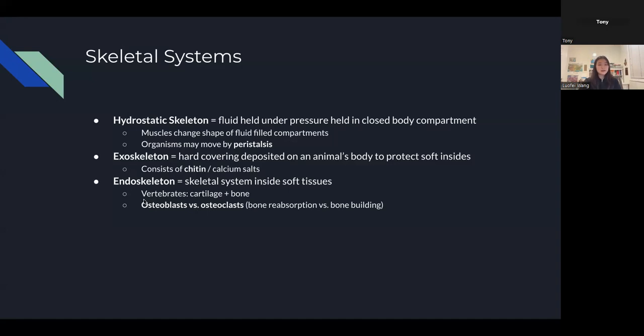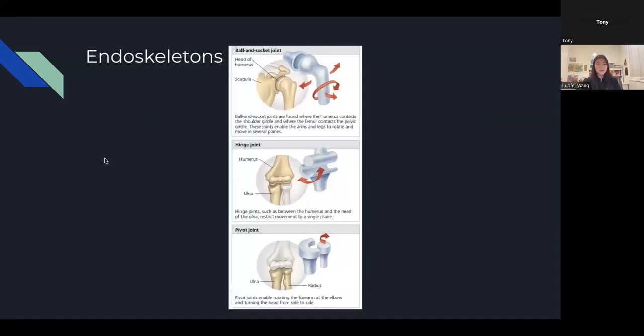Okay, and this is just the joints of the endoskeleton. So the ball and socket joint provides rotational motion. The hinge joint provides bending motion, and the pivot joint is rotation, but sideways, like in your wrist.